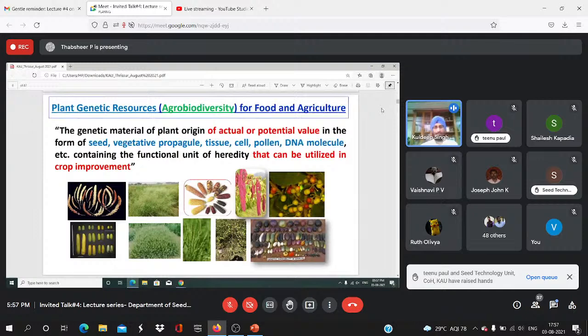This is for students specifically: a simple definition of plant genetic resources. We say any material of plant origin which is of actual use or of potential use. It may be in the form of seed, vegetative propagule, tissue, cell, DNA, anything. And that's what we define as plant genetic resources. And when we talk about conservation of plant genetic resources, we are conserving all these types, be it cell or pollen or DNA molecule. We are conserving all of them, and that's how we are actually working. We have a working definition of plant genetic resources, and we work along with that. Next, please.